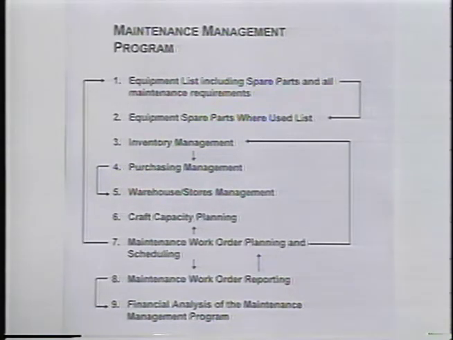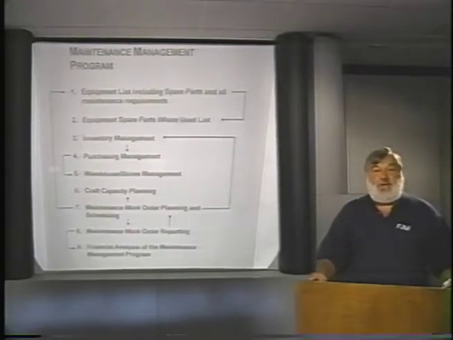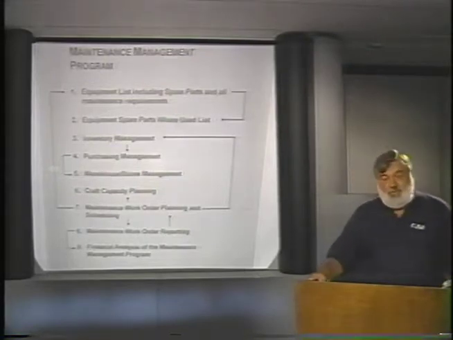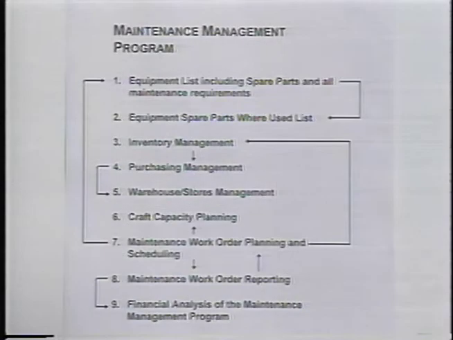Coming out of 1 on the right-hand side is a little arrow going to 2, and this is really generating the spare parts where used list. And as I indicated previously, when we get into section 3, I'll identify the importance of that equipment spare parts where used list. The little arrow coming out of 7 going up to 6 in the center of the page is addressing the craft capacity requirements.